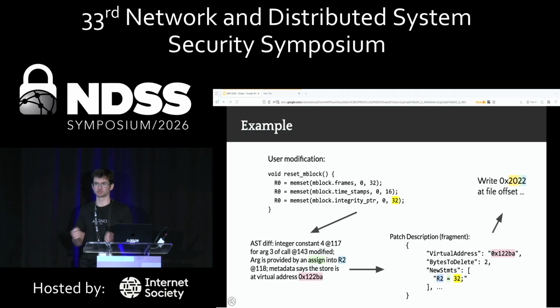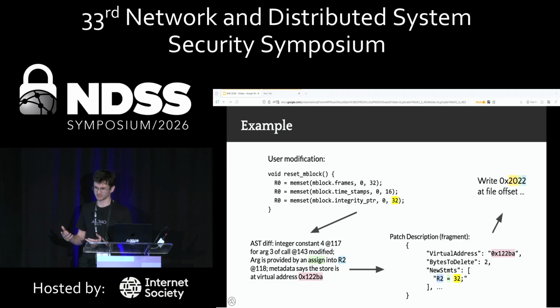And using the provenance metadata embedded in the AST, we would see that this constant is being assigned into a particular register at a particular instruction location, and we synthesized what we call a patch description fragment, which is basically a small snippet of C source code that reflects the edit that was made to the AST, along with some extra metadata that allows it to be applied to the binary.